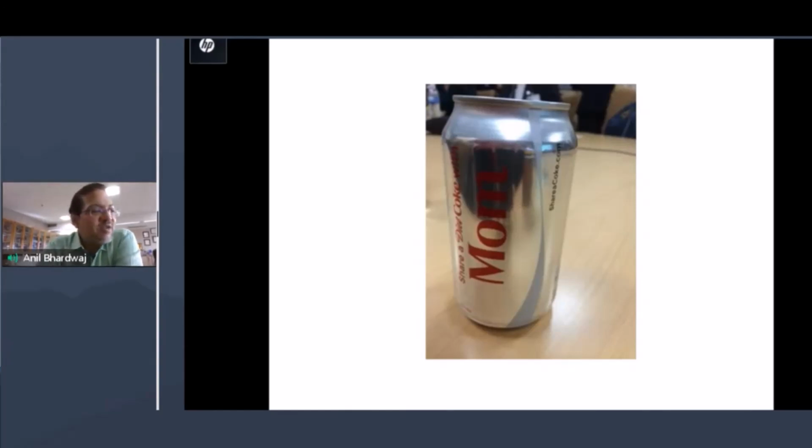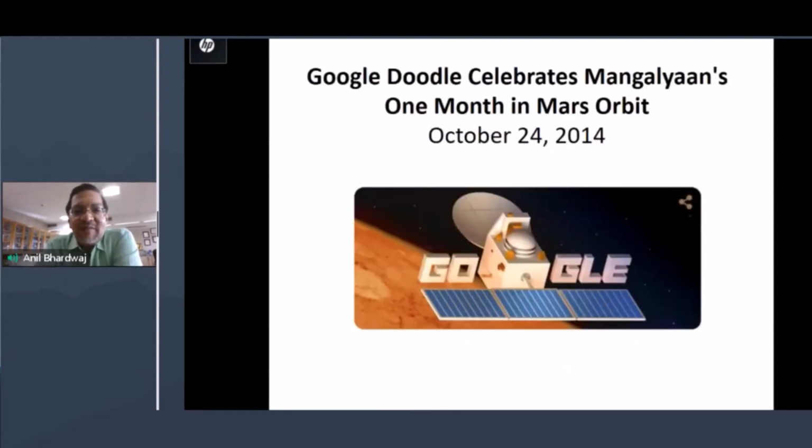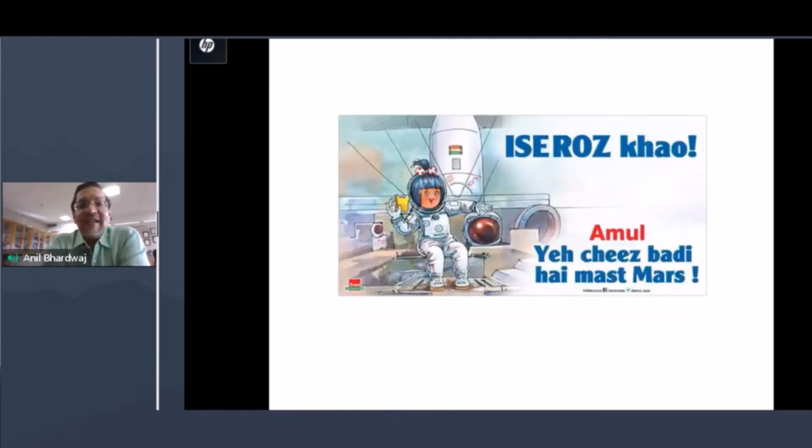And then once the MOM mission became successful, there were a lot of stories about it. One of this is from Google, making a doodle celebrating Mangalyaan after 1 month. So this is October 24th of 2014. We reached the Mars on September 24th of 2014. After 1 month, Google celebrated it. Amul, which is a very famous brand for milk and milk items, produced this cartoon called ISRO's Cow Amul Ye Cheez Badi Hai Mars.